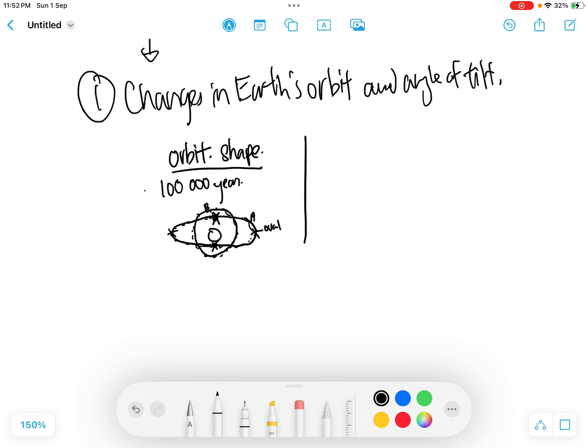On the other hand, the tilt itself, we all know that it is 23.5 degrees. However, there are actually changes in the tilt, and the tilt can change from between 21.5 to 24.5 degrees. And this happens every 41,000 years.